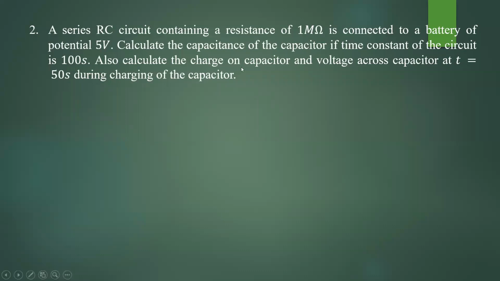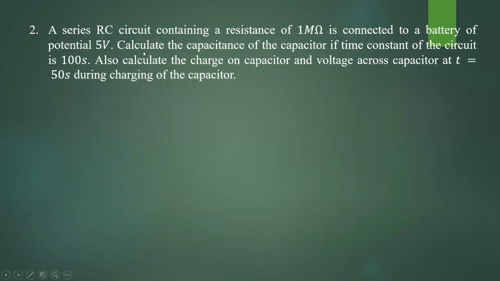Also calculate the charge on the capacitor and the voltage across the capacitor at t equal to 50 second during charging of the capacitor. So they have given the concept of charging. The capacitor is going to charge because of the battery of 5 volt. So this circuit is a series RC circuit in the charging case. You have to use the formula related to charging of a capacitor.